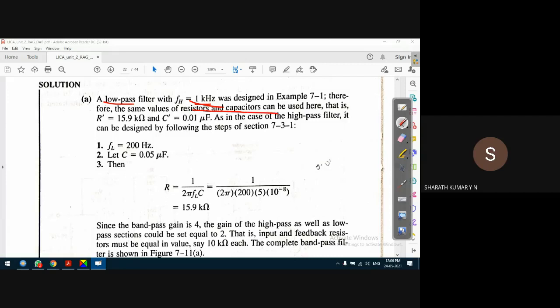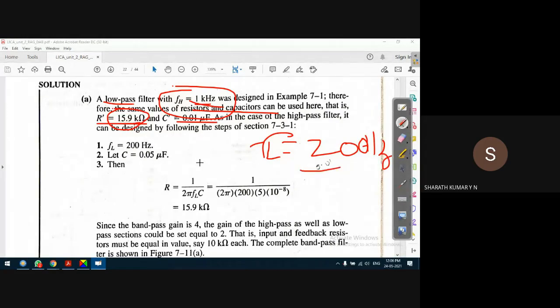So the R and C values are known. R is 15.9 kilo ohm. It is a potentiometer, which is why a standard value is not used. C is 0.01 microfarad. The high pass filter was also designed for 1 kilohertz. Now for the high pass filter, the cutoff frequency is FL, which is 200 hertz. For this 200 hertz, the RC combination has to be designed.